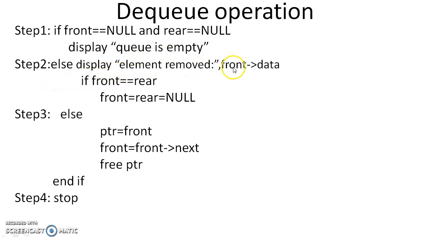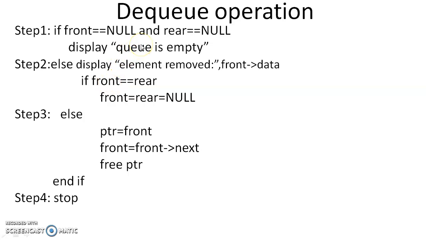Otherwise, we are removing the data, that is, we give a message that we are removing the front data. If front equals rear, what will happen? The front equals rear condition will occur only when only one element is present in the queue. If you remove that one element, front equals rear equals null. It will become null. Otherwise, if some elements are there, I am removing the front element. Temporarily, I am placing that front in this pointer, front is pointed to the front of next, and we are freeing this pointer. This is the way the dequeue operation is implemented.